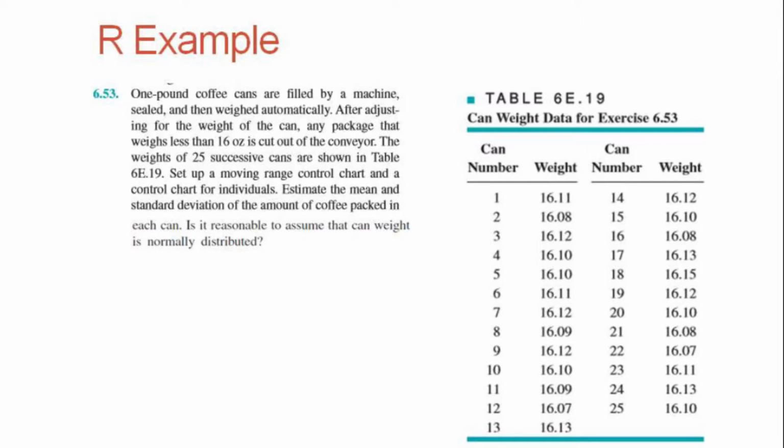We are to set up a moving range control chart and a control chart for the individuals. An estimate is required for the mean and standard deviation of the amount of coffee which is packed in. We want to give our opinion whether it is reasonable to assume that the can weight is normally distributed. The can numbers are given in the third column, from 1 to 25. The weights are given from the first can, 16.11, till the last one, 16.10. So, obviously there are different types of variations also.